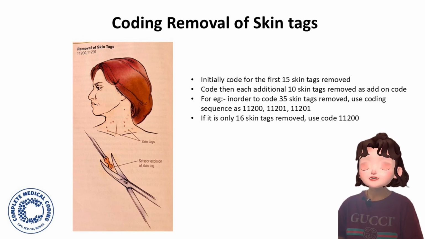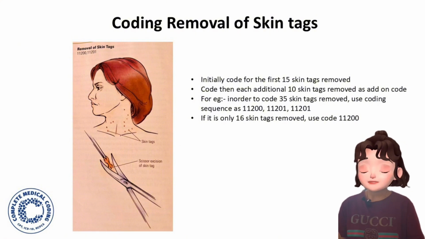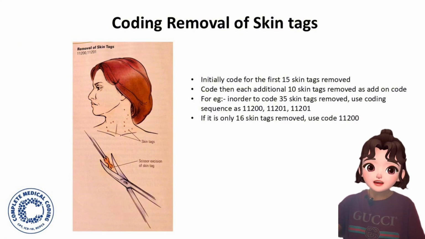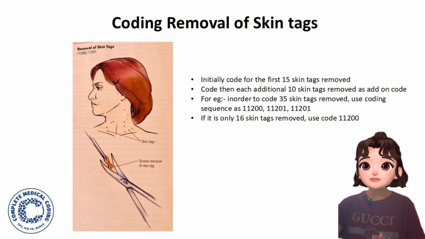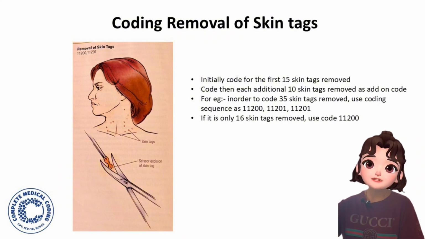So 35 means for the first 15 skin tags, you have to use 11200. How much is remaining? 25 is remaining. But how will we code the remaining part? 10 skin tags, right? 10 each, 10 additional. So from 25, 10. Then again 5 is remaining. That 5 we will not code. So for each additional 10, you have to code 11201 2 times. So how will you code 35 skin tags? 11200, which represents the first 15, and then 11201 again 11201 for the additional 10 each. Then the remaining balance 5 we won't code.